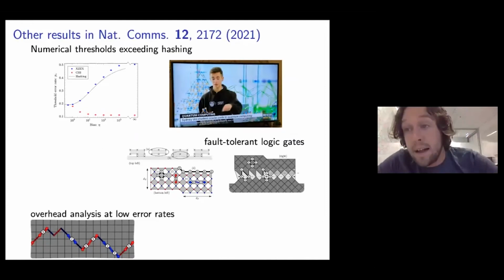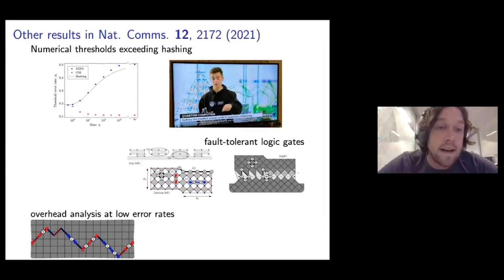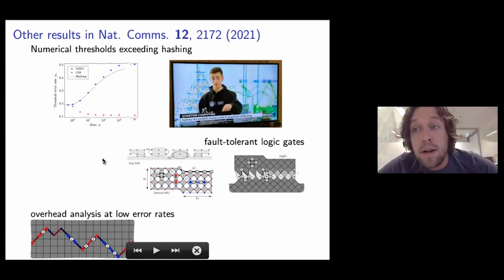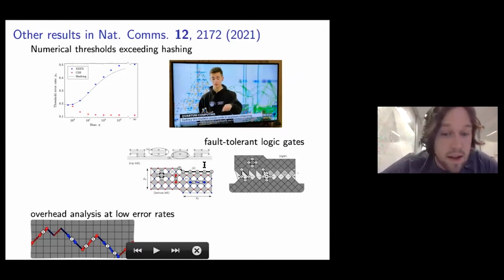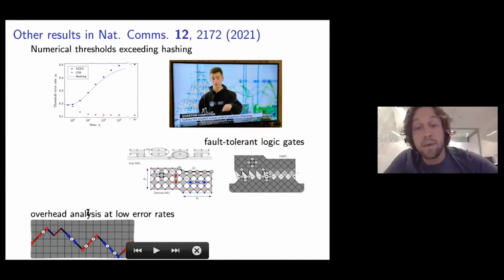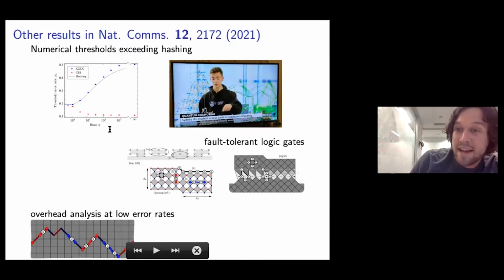Again, there's lots of stuff in this paper that was just published in Nature Communications. We actually found numerical results showing that the XZZX code can exceed the hashing bound, which surprised us all. We also looked at how you do fault-tolerant logic gates with this code, if you want to do quantum computing by code deformations. We also looked at how the code performs at low error rates. We did lots of things, and I'll just advertise the other stuff we did in this paper that we didn't have time to talk about.